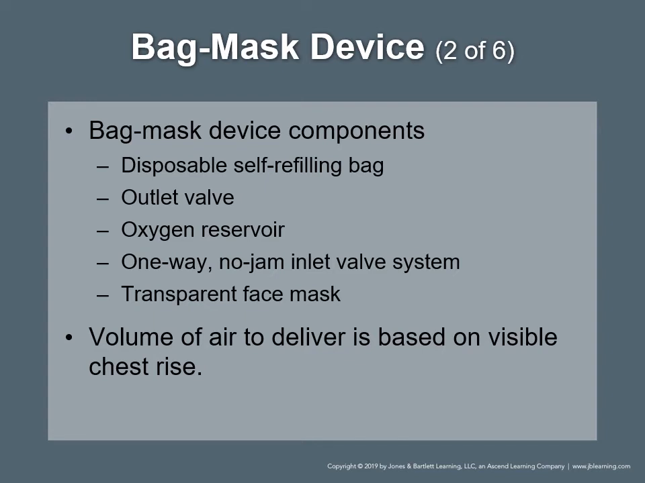The volume of air or oxygen to deliver to the patient is based on visible chest rise. A delivered total tidal volume of 500 to 600 milliliters or 6 to 7 milliliters per kilogram per breath will produce visible chest rise in most adults. Breaths that are delivered too forcefully or too fast can result in gastric distension and decreased blood return to the heart.